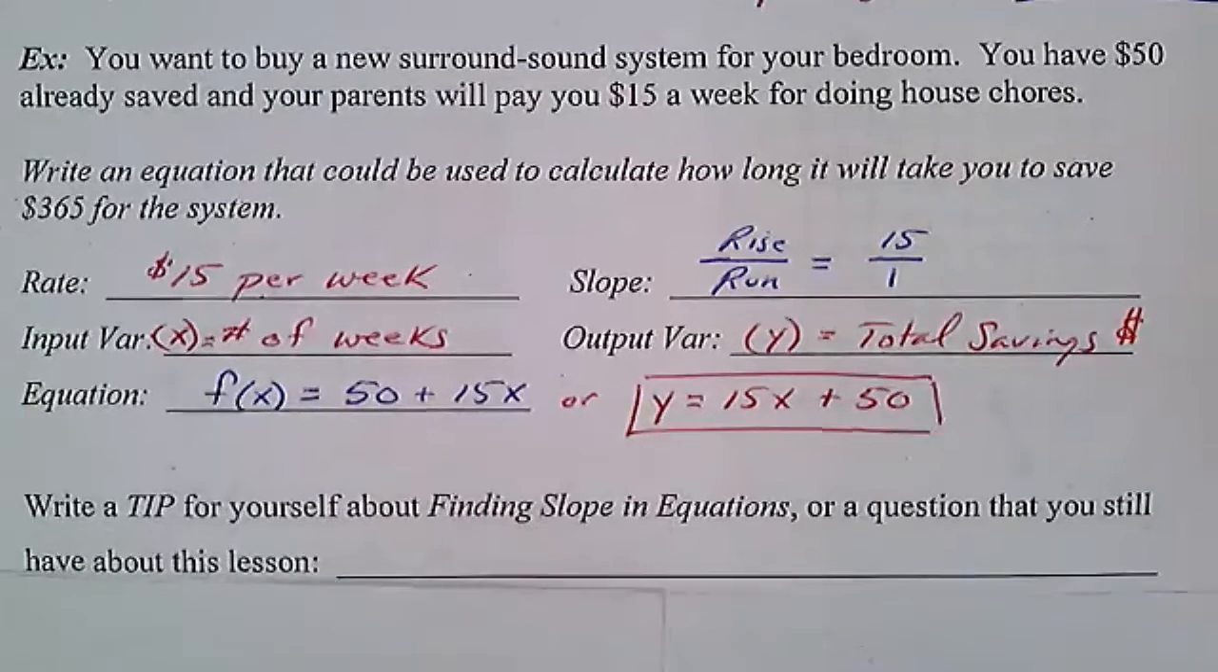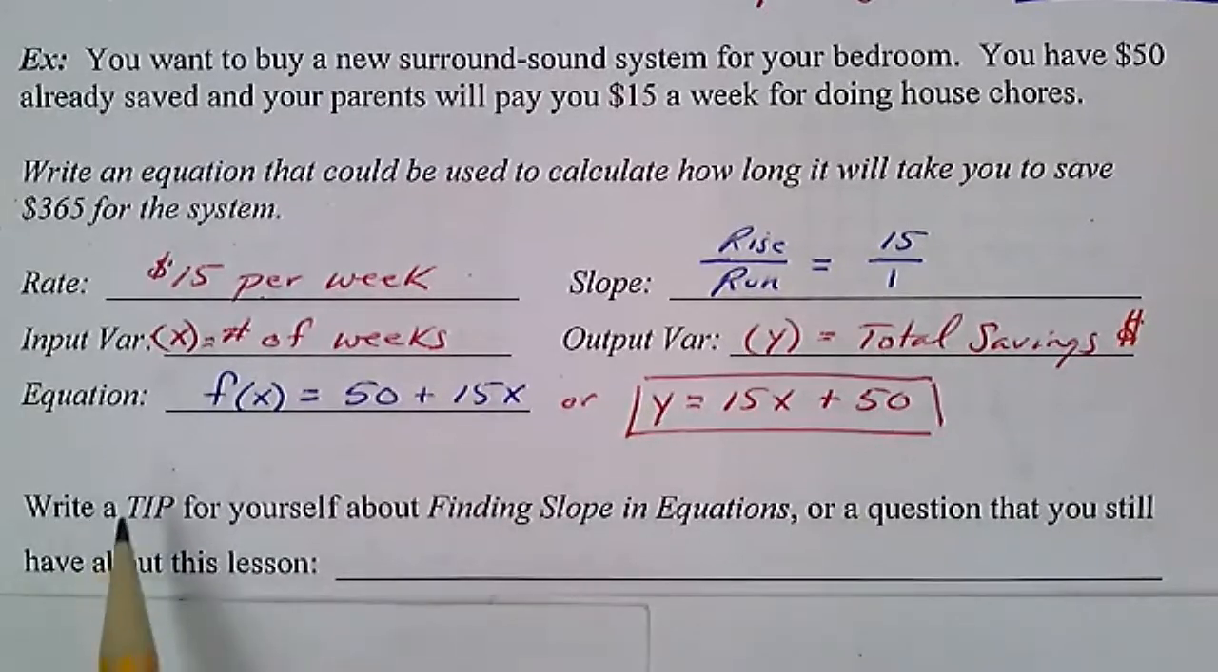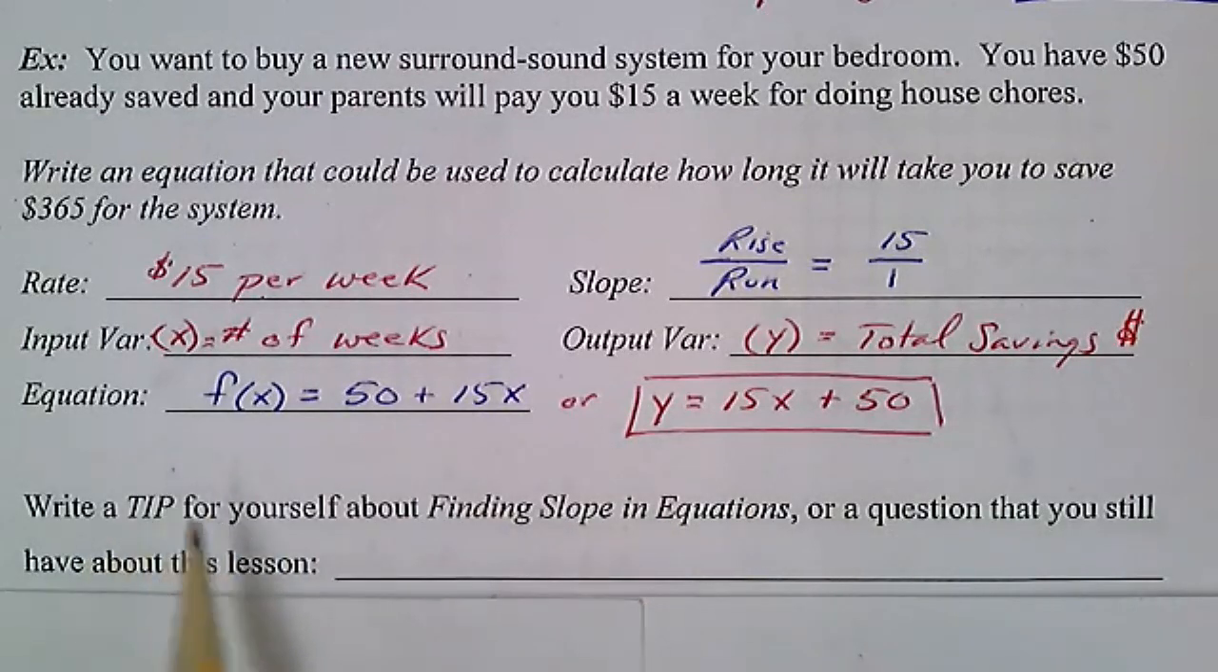Okay, the final thing that you need to do is you need to write yourself some type of a tip about these notes, finding slope and equations, or a question that you still have. So either write yourself a tip or a question, and we will continue working on slope and rate, but we're making progress here. Okay, so go ahead and finish up those notes, and I will see you in class.